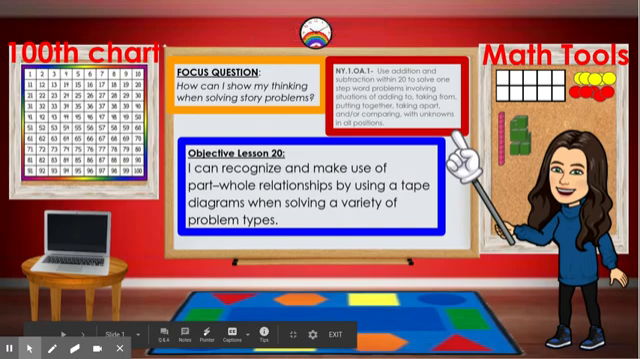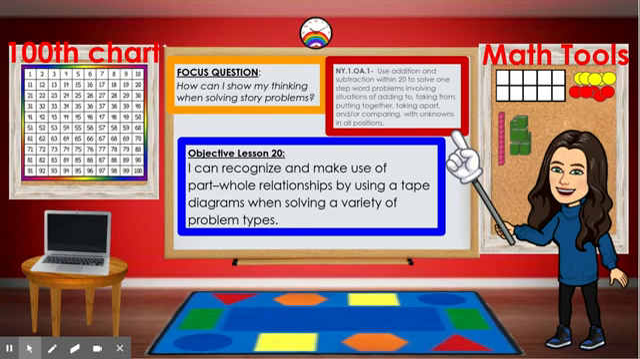Hi, boys and girls. Today's focus question is, how can I show my thinking when solving story problems? And today's objective says, I can recognize and make use of part-whole relationships by using a tape diagram when solving a variety of different problem types.